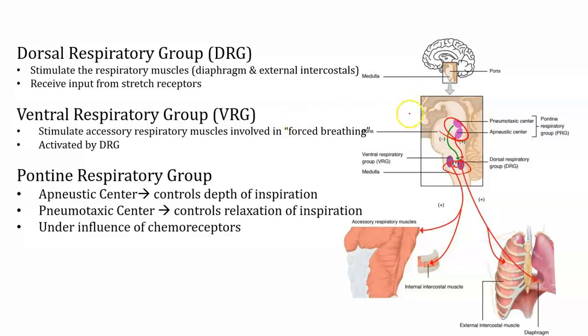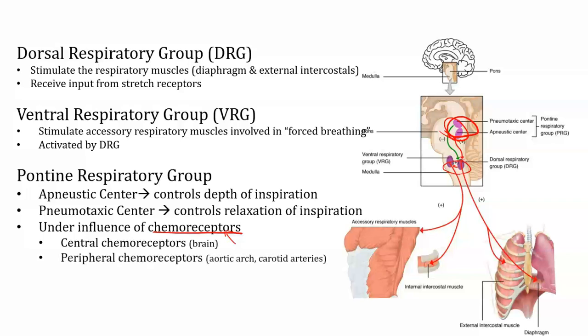Now, these centers in the pons specifically, they're actually under the influence of chemoreceptors. So this is where you get some of the feedback regulation, the physiological feedback regulation. Chemoreceptors are found in a variety of places, and they're assessing the chemistry of your body. And you can tell a lot about if somebody is hypoxic or not by the chemistry of the fluids in the body. For example, there are central chemoreceptors that are in your brain, mostly in the medulla and probably in the pons as well. There are also peripheral chemoreceptors, not in the brain, but in two important parts here, the arch of the aorta as well as the carotid artery.